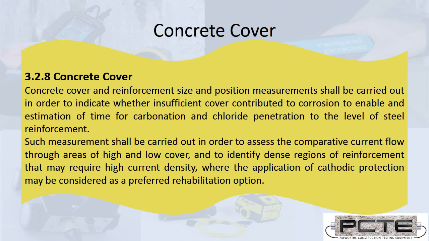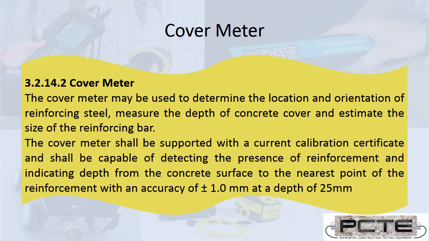So now we come into tools that are used to look at the layout of the structure. We've established what levels we might have chloride or carbonation, aggressive chemicals that can cause corrosion. And now let's talk about some of the tools that can be used to work out where the reinforcing, which is at risk of corrosion, is. So under concrete cover, it specifies the cover, reinforcement size and position should be carried out, and that they can also use this information for current flow during corrosion to get some idea of how quickly corrosion is going to progress.